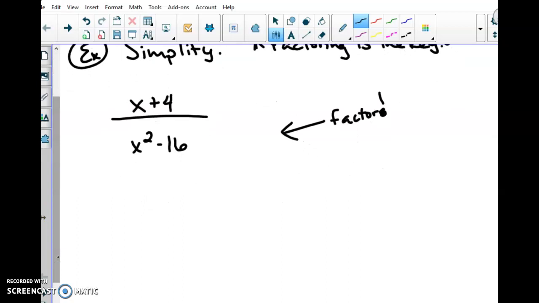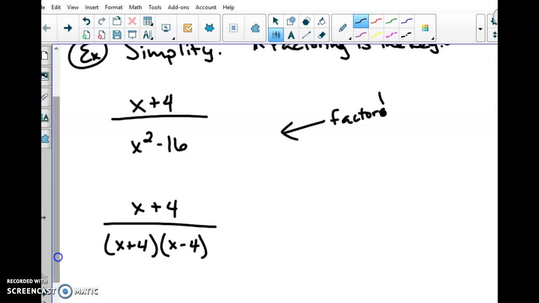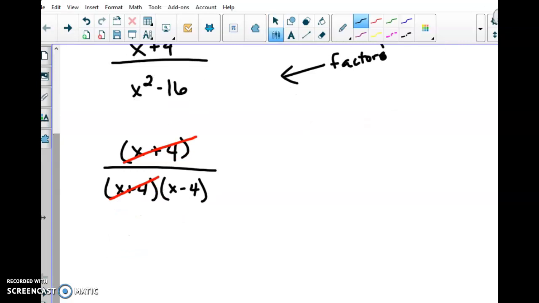The factorization of x squared minus 16 is really x plus 4 times x minus 4. With that, you can see that the numerator and the denominator share the same factor. Because they share the same factor, this x plus 4 can cancel out. Therefore, we are left with 1 over x minus 4, where x cannot equal 4.